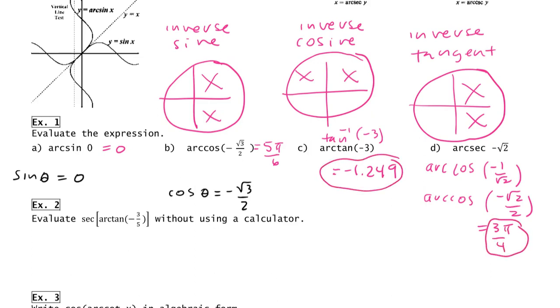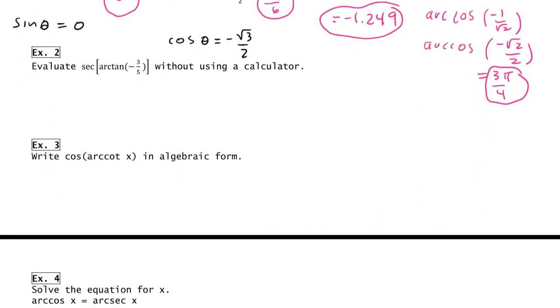Okay, so that's just a review of some pre-calc stuff. Let's go on to the next one. What these are saying is evaluate the secant of the arctangent of negative 3/5 without using a calculator. So you probably did something like this last year. Now this stuff inside right here, remember you take secant of some kind of radian.